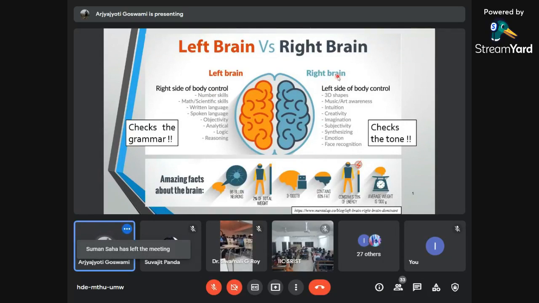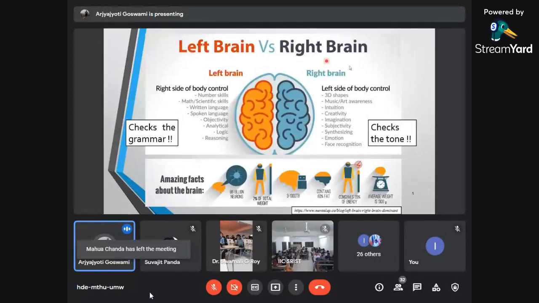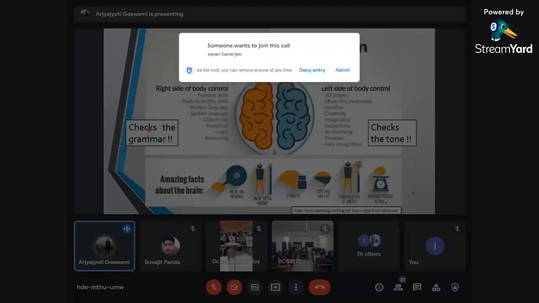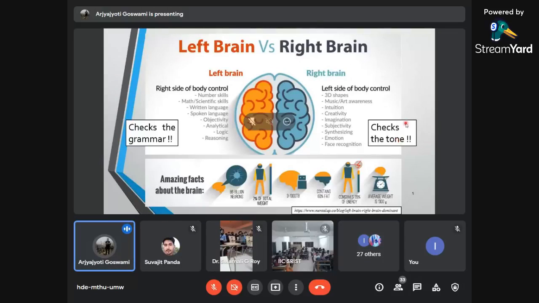The right part of the brain is related to the soft skills. It checks the imagination, controls the creativity, helps you generate emotions, helps you recognize shapes and patterns, and everything. In an ideal person, the left brain and the right brain should work in tandem, right? For example, in the sentences I am speaking right now, the left portion of my brain is checking the grammar, because it is a systematic part, and the right portion of my brain is checking the tone.